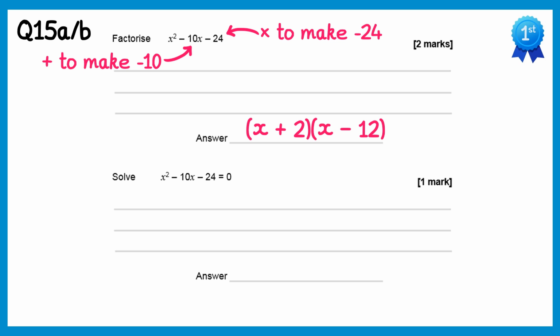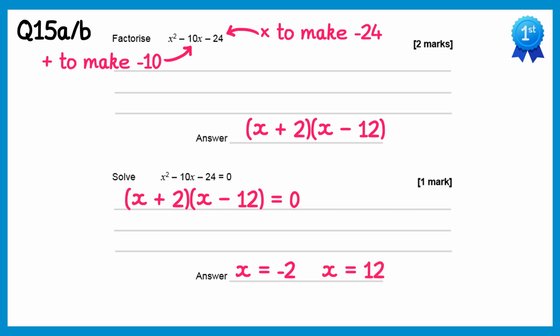For the next part, we need to solve the equation. Notice how it's the same numbers as in part A. So it's got the same factorisation, but this time it equals 0. If you look at the first bracket, x plus 2 equals 0 gives x equals -2, and the second bracket, x minus 12 equals 0, gives x equals 12.